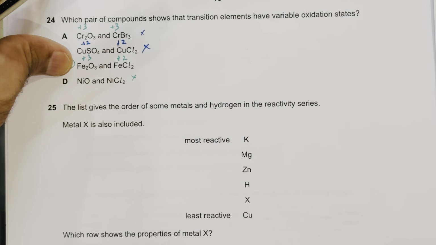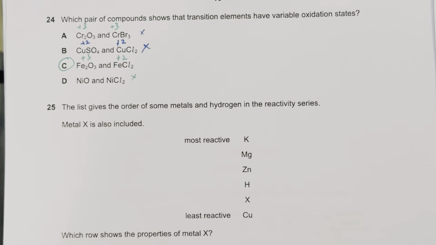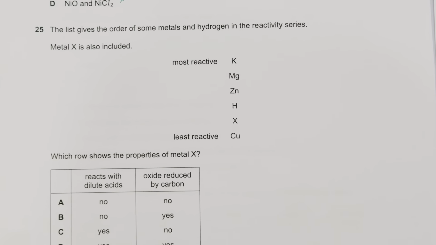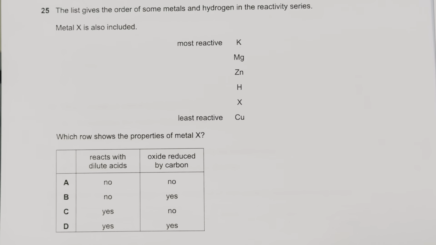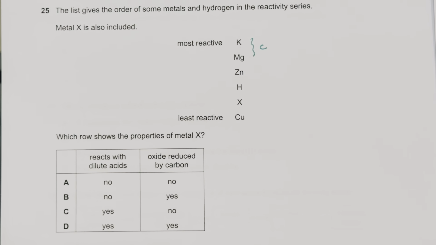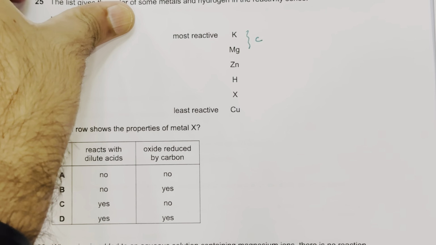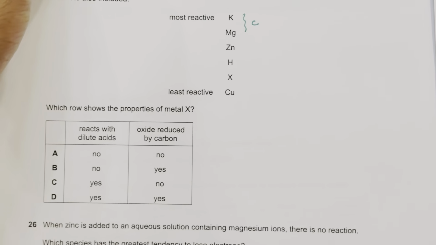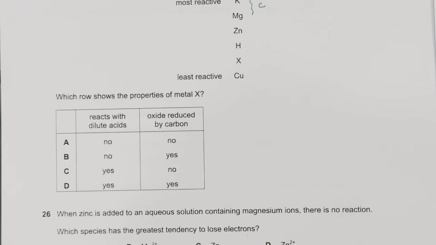The list gives the order of some metals in the reactivity series. Metal X is also included. You can add carbon in between there. Which row shows the properties of metal X? Reacts with dilute acid. Only reduced by carbon.